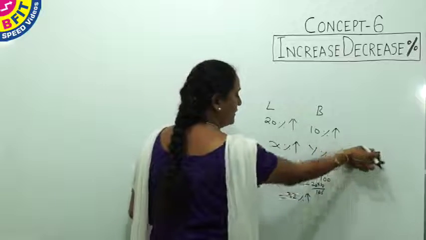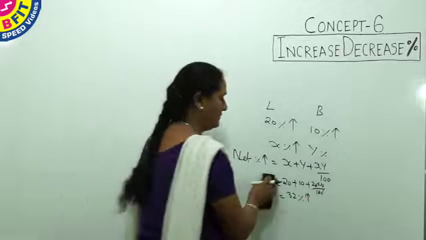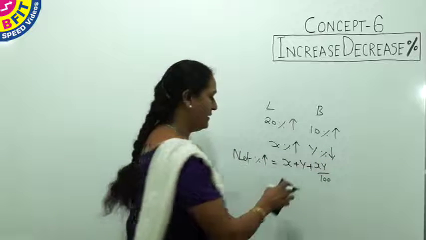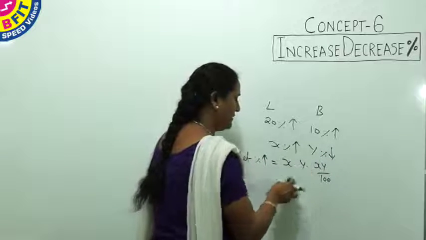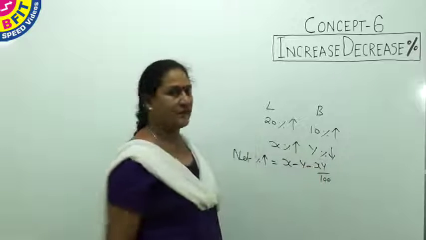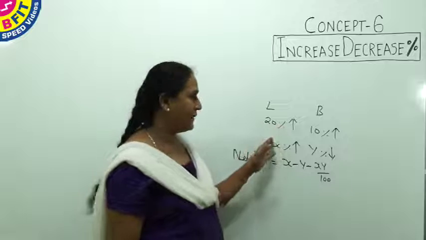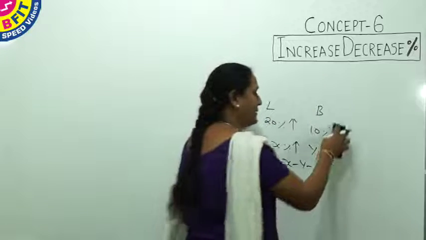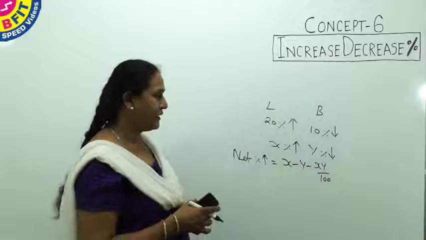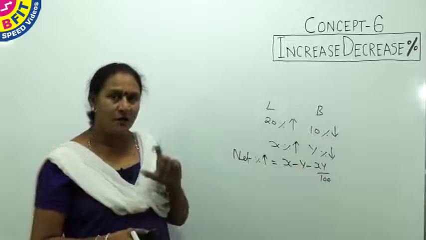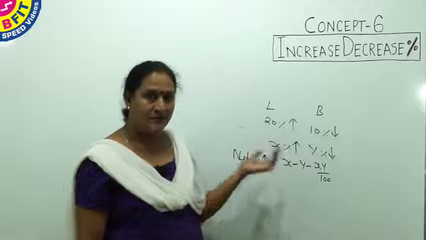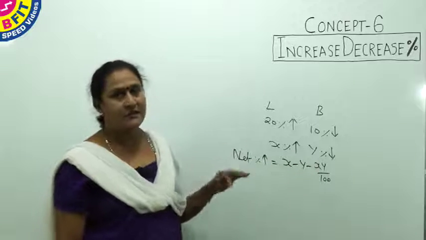Suppose instead of increase a decrease is given, how do we work it out? When decrease is given, we will take minus for the decreased factor. So it is X minus Y, and here it is minus XY by 100. Say the length is increased by 20 and breadth decreased by 10, what will be the net percentage increase or decrease? The net percentage increase or decrease is decided by the final sign. If it is negative, it is a net decrease. If it is positive, it is a net increase.